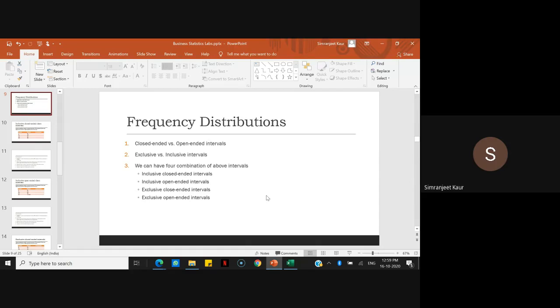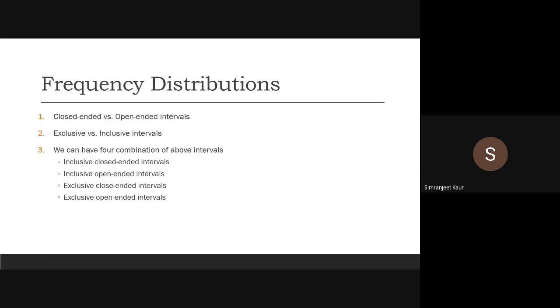As we all know, there are either closed ended or open ended intervals. Closed ended would be something like 0 to 10, 10 to 20, 20 to 30, whereas open ended would be something like below 10, then 10 to 20, and 20 and above. So, that is your open ended.